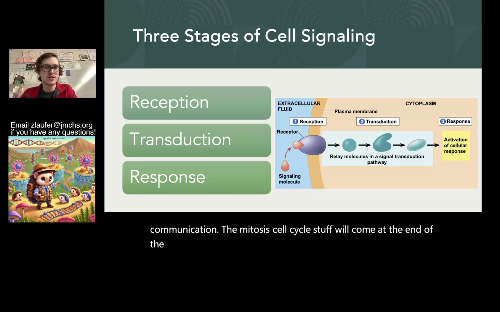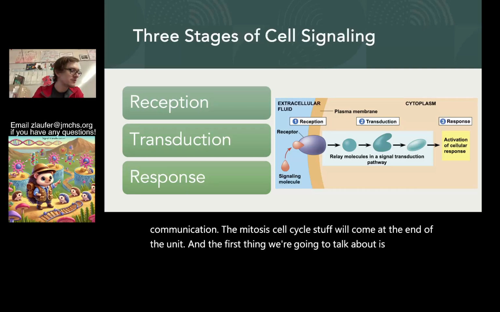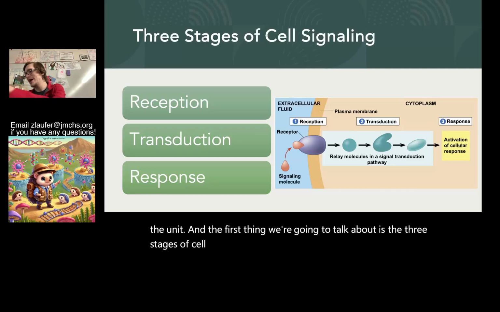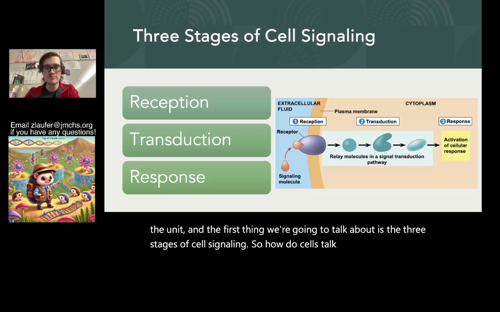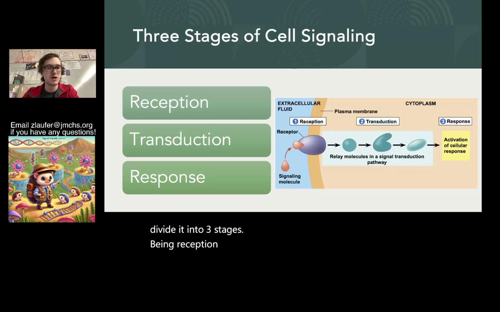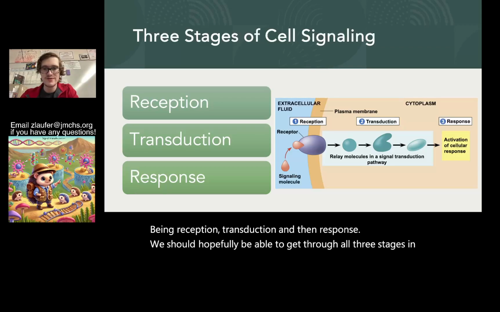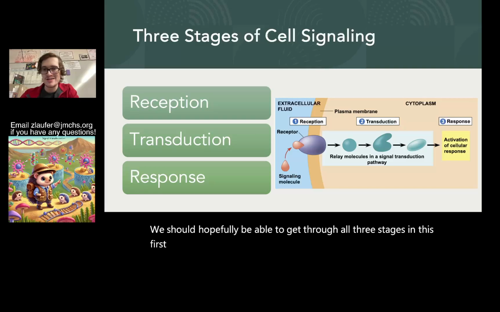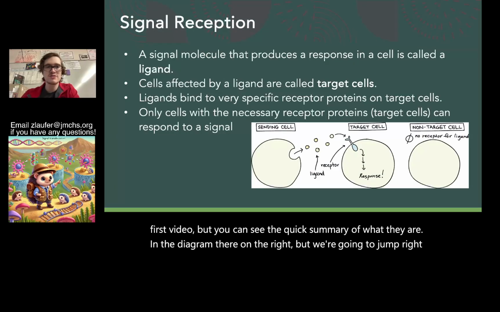And the first thing we're going to talk about is the 3 stages of cell signaling. So how do cells talk to each other? And we divide it into 3 stages, being reception, transduction, and then response. We should hopefully be able to get through all 3 stages in this first video, but you can see the quick summary of what they are in the diagram there on the right, but we're going to jump right in and talk about signal reception.